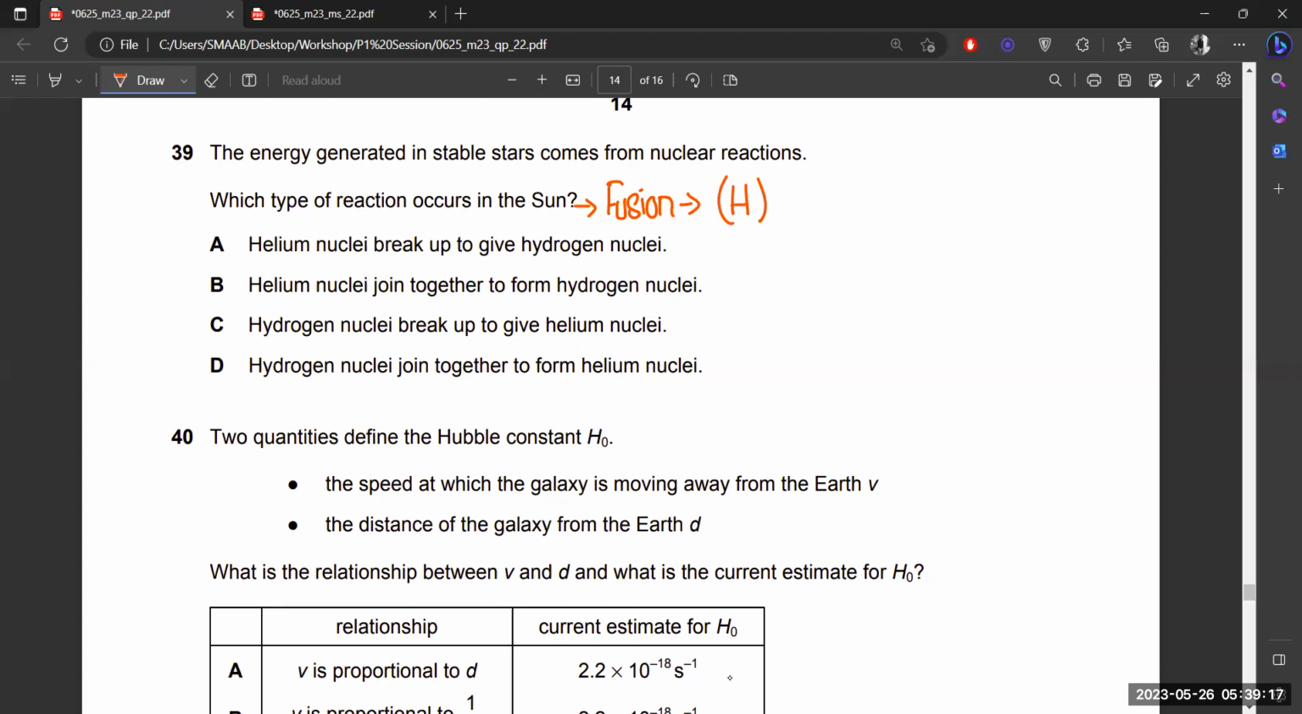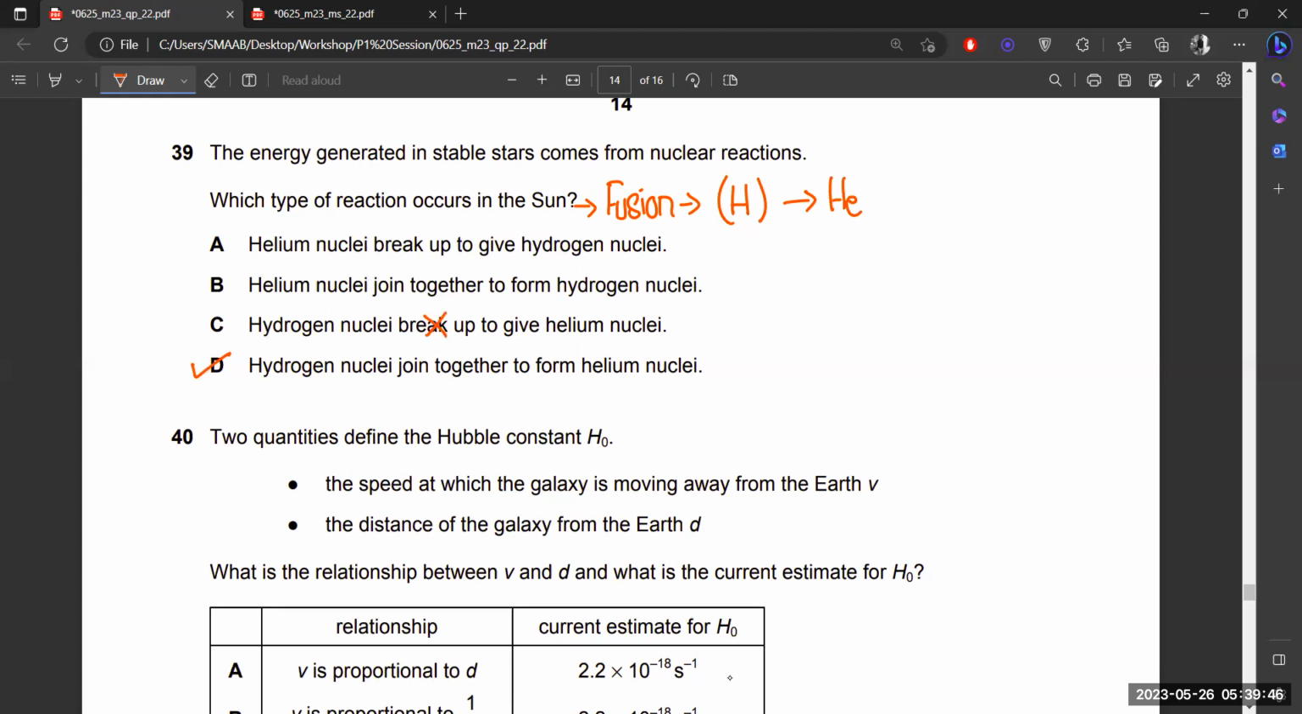So the nuclei basically join to form helium. That is a simple process we already studied in the life cycle of a star. If you don't know about it, check out my playlist of space lectures. There are 6 lectures. Just go through them and you will get the answer. So 39, hydrogen nuclei join together to form helium nuclei. D is the simple answer.